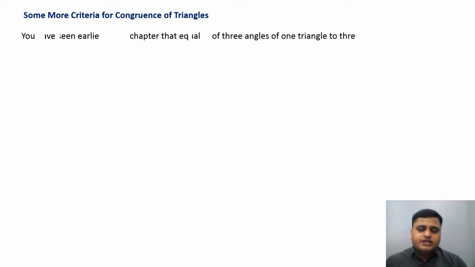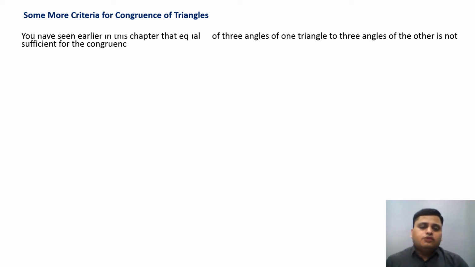We have already discussed the SAS axiom, and then we discussed the angle side angle congruency criteria, which is also known as ASA. Now you have seen earlier in this chapter that the equality of three angles of one triangle to the angles of the other is not sufficient for the congruency of two triangles.